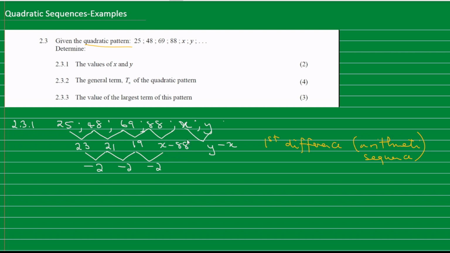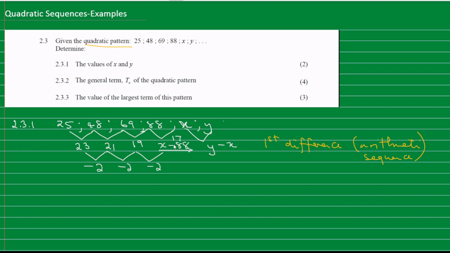Now I can use that to say this number that we are going to get here, x minus 88, if we follow the same pattern, what would that number be? That number would be 19 minus 2, which is 17. Which means I can form an equation and say that x minus 88 will be equal to 17.